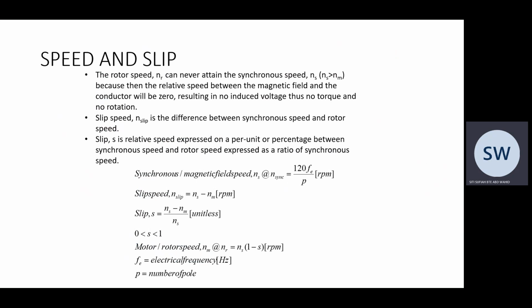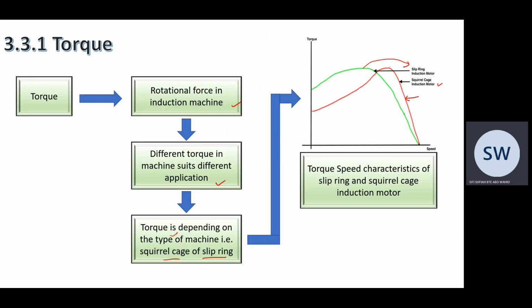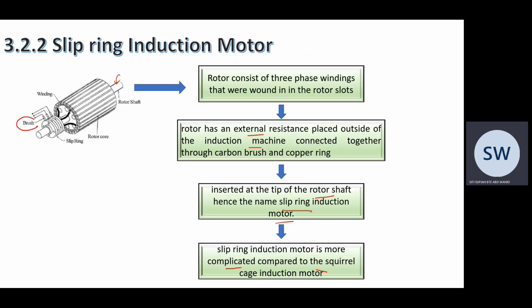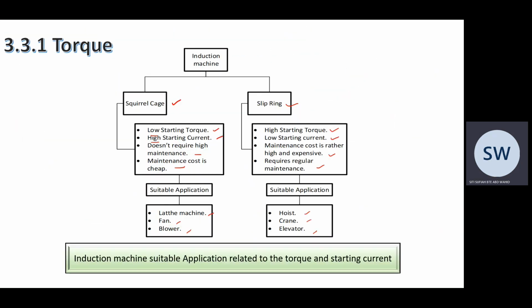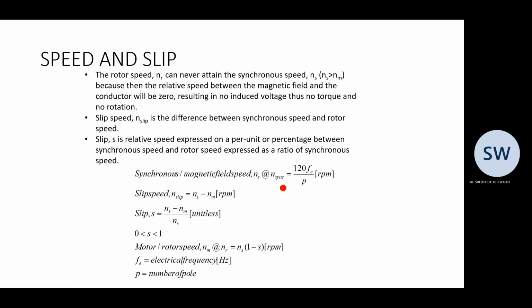I've explained this in the previous slide. Before that, the speed. Okay, this formula and the unit. The unit is revolutions per minute. That is the unit for the speed.